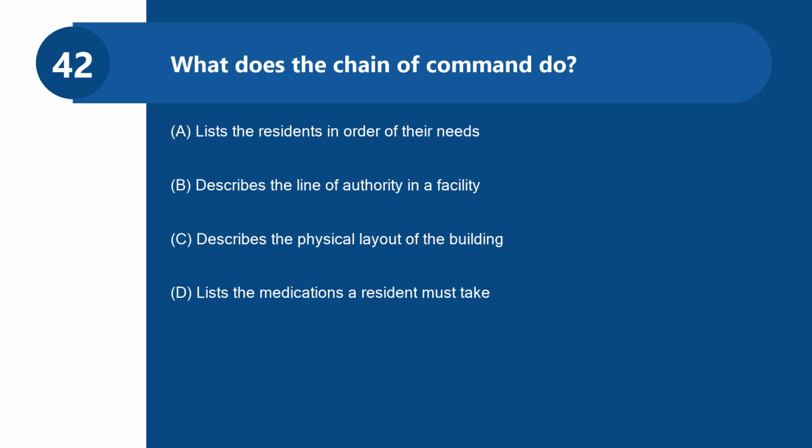Question 42. What does the chain of command do? Option A, lists the residents in order of their needs. Option B, describes the line of authority in a facility. Option C, describes the physical layout of the building. Option D, lists the medications a resident must take. The correct answer is option B, describes the line of authority in a facility.